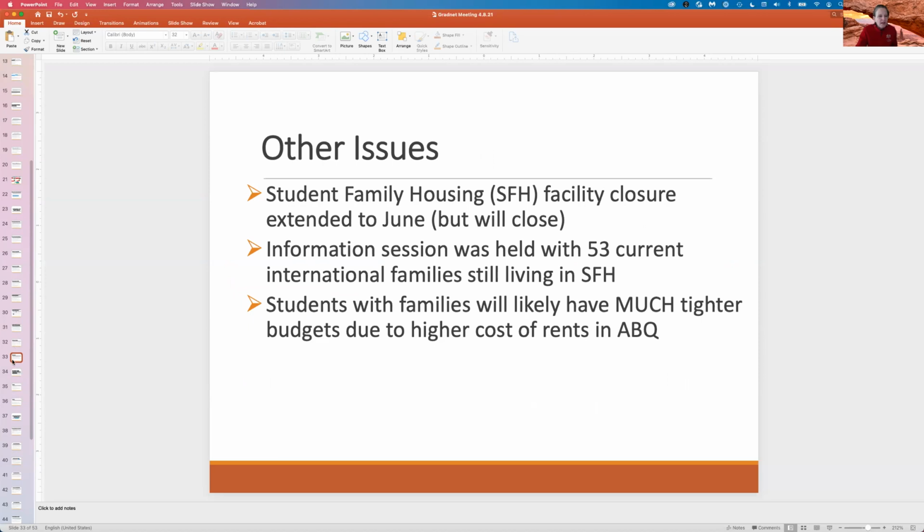Okay. And then these are some other issues that don't have to do with immigration, but I just wanted to remind people that student family housing is closing. The move out was extended to June, so students would have more time to look for new places. We did hold information sessions with those students, but I just wanted to remind people because it's going to be much more costly for students to live in Albuquerque now. The rents are going straight up, and people with families are likely to have much tighter budgets. Everyone's likely to have a much tighter budget on the assistantships that we are offering due to the higher cost of rents in Albuquerque, but particularly with regard to families.